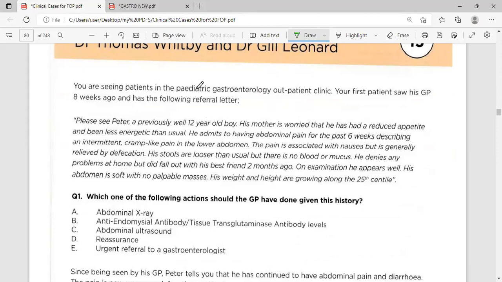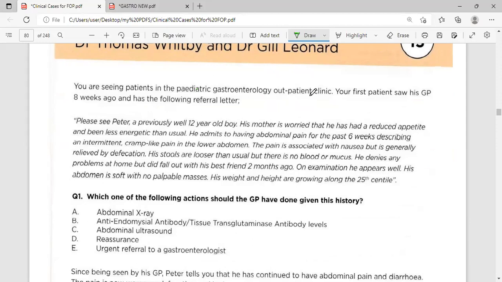So you are seeing a patient in the pediatric gastroenterology outpatient clinic. Your first patient saw his GP 8 weeks ago and has the following referral letter. Please see Peter, a previously well 12-year-old boy. His mother is worried that he has a reduced appetite and he has been less energetic than usual. He admits to having abdominal pain for the past 6 weeks, describing an intermittent cramp-like pain in the lower abdomen.